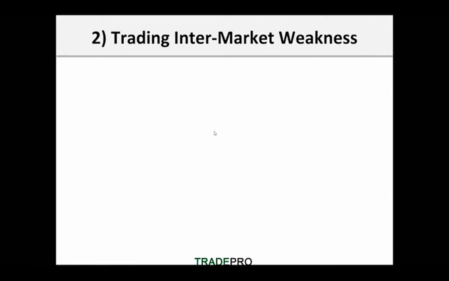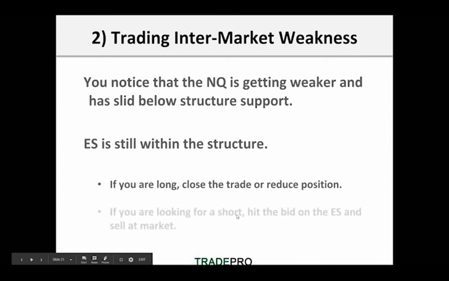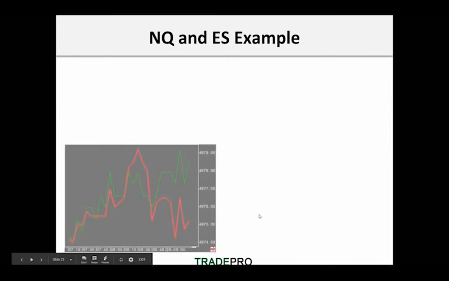All right, number 2, trading intermarket weakness. You're welcome, Milo. Trading intermarket weakness, you would do basically the opposite. You notice that NASDAQ's getting weaker and has slid below the structure support. ES is still within the structure, and I want to show you what that looks like.